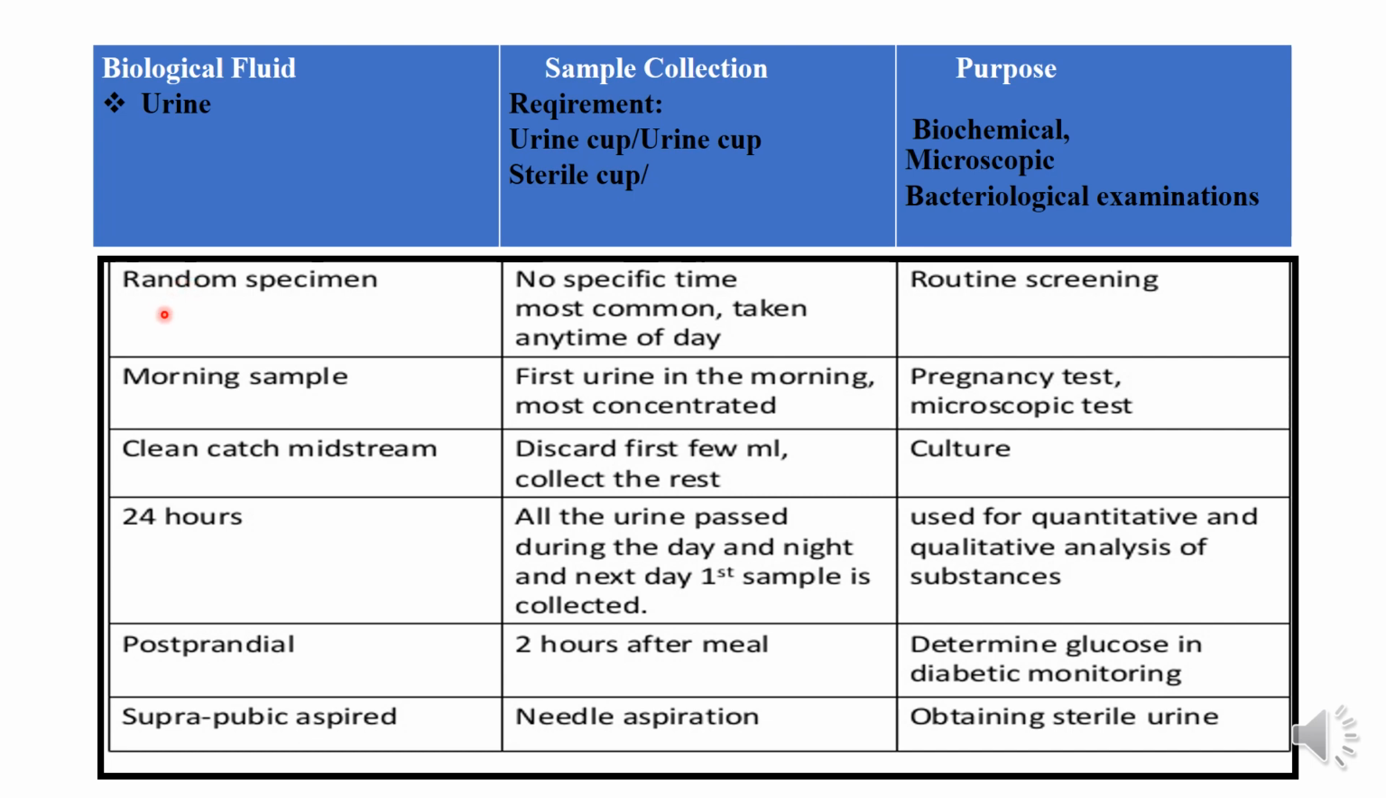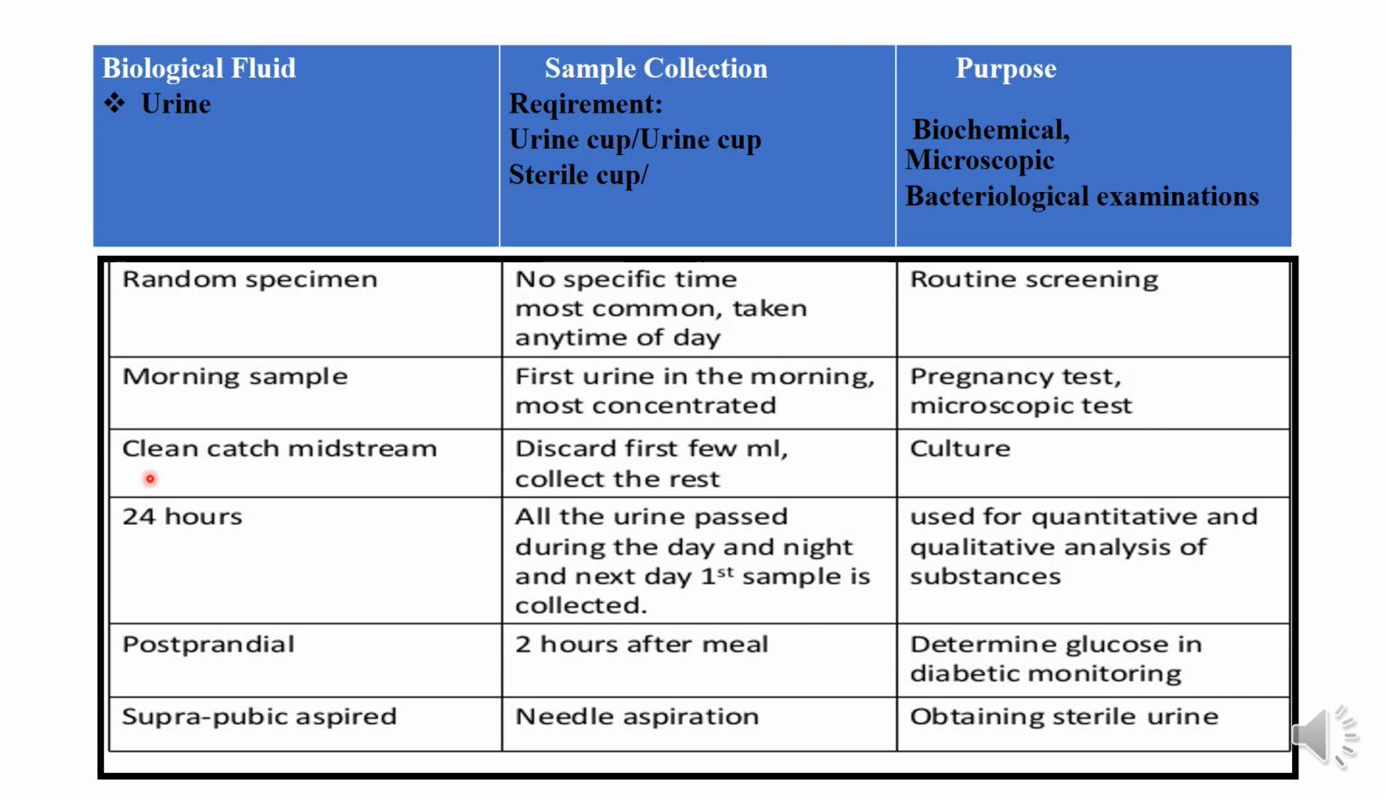The first one is the random specimen. No specific time for collection is needed. It is the most common type of urine sample collected. It can be collected at any time of the day and it is generally used for routine screening tests. The second sample is the morning sample, which is the first urine sample in the morning, which is most concentrated and therefore it is ideal to carry out the pregnancy test and the microscopic examination of urine.